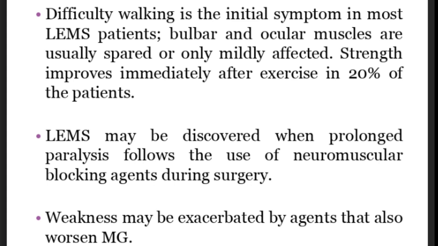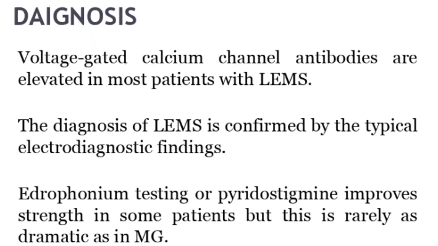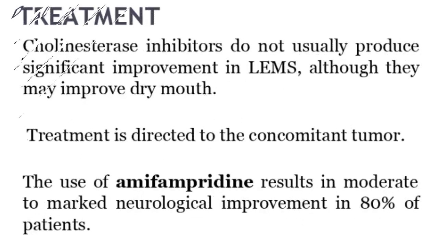Lambert-Eaton may be discovered when prolonged paralysis follows the use of neuromuscular blocking agents during surgery, and weakness may be exacerbated by agents that also worsen myasthenia gravis. Diagnosis: the voltage-gated calcium channel antibodies are elevated in most patients with LEMS. Diagnosis of LEMS is confirmed by typical electrodiagnostic findings, and the edrophonium testing or pyridostigmine improves strength in some patients, but this is rarely as dramatic as in myasthenia gravis.